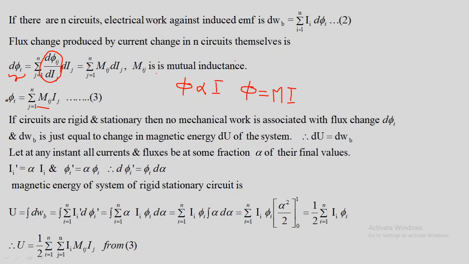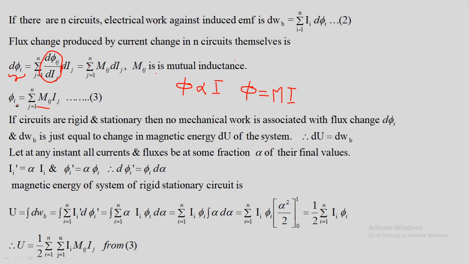Now let us say that these circuits are rigid and stationary. What it means is, whenever current flows, a magnetic field is produced, so that flux falls over the second coil. A magnetic field is produced in that also, and there may be attraction and repulsion. So here we say that the circuits are rigid and stationary. Because of this magnetic field, they do not get attracted or repelled. Somehow they are held at the same position. So no mechanical work is associated with the change in flux. So no mechanical work is done.